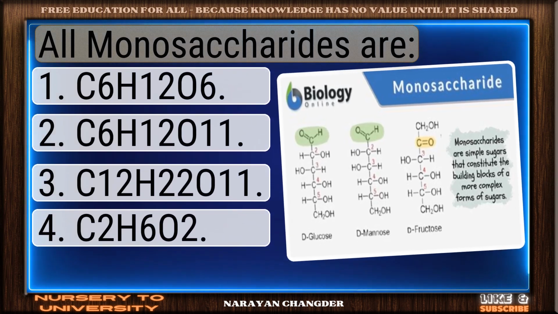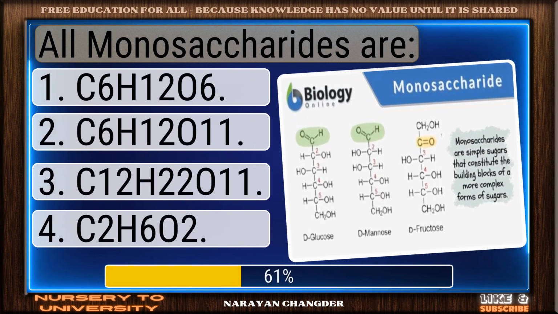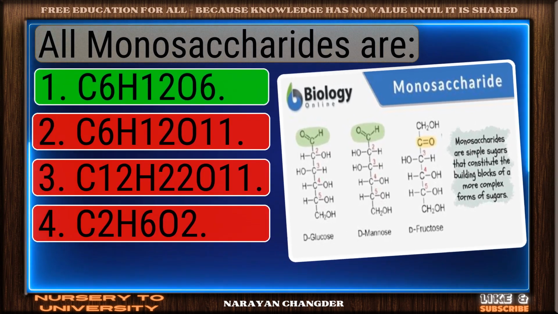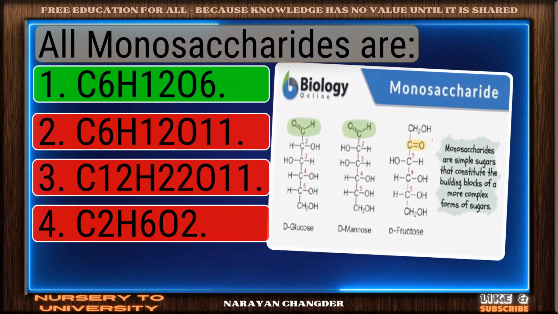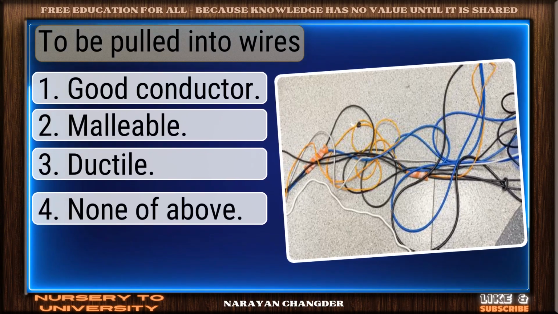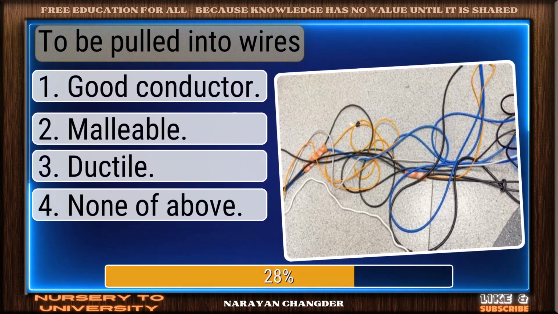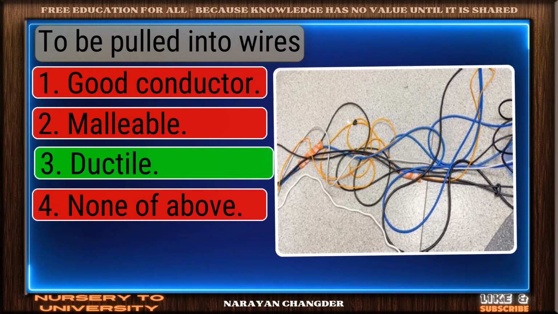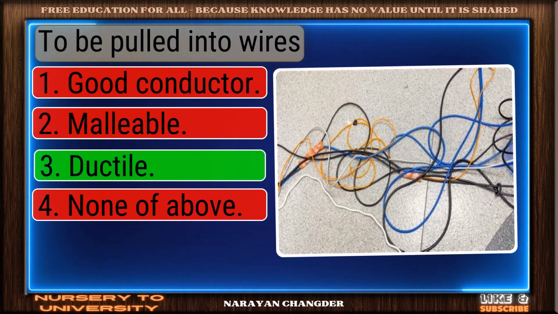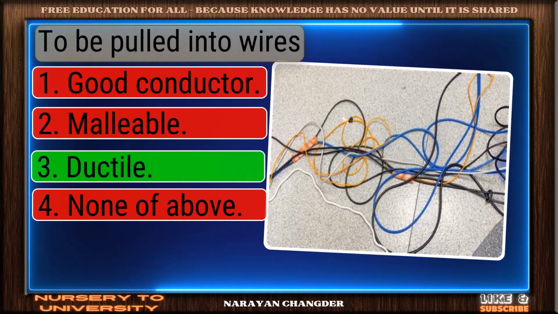All monosaccharides are... You're right. C6H12O6 is the correct answer. To be pulled into wires. Nice selection. Ductile is the correct and valid answer.